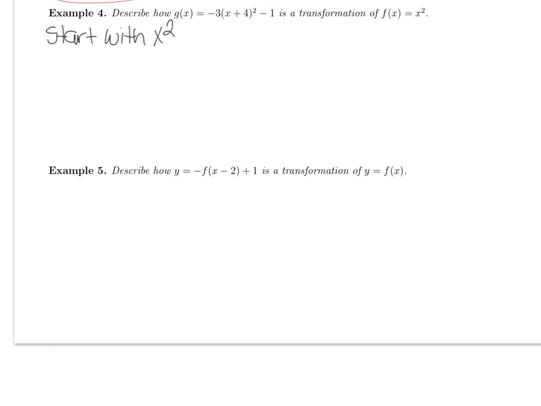So we'll start with horizontal shift. And we see that we do have a horizontal shift because of that x plus 4 on the inside. And so the first thing that we'll have to do is shift left 4 units, right? Then the next thing that we will do, let me just make my font size a little smaller so I don't run out of room.